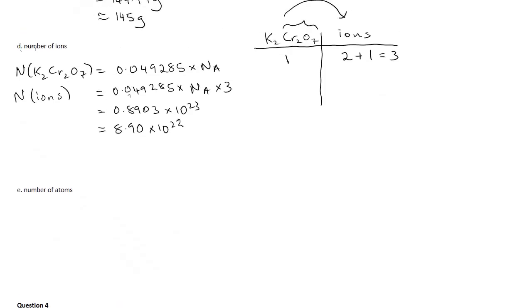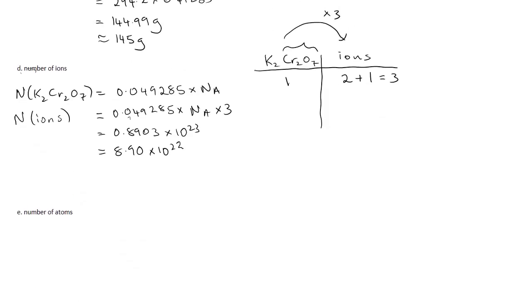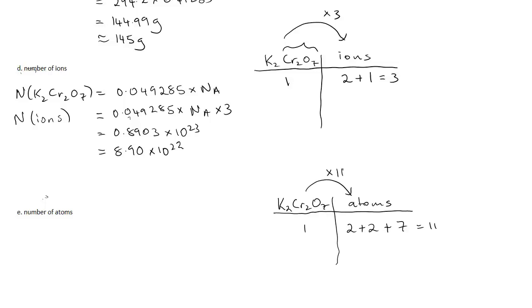Excellent. So, number of atoms. Okay, so with this one, number of atoms is going to again depend on our table. We draw this to avoid confusion. So potassium dichromate, for every one of these there are the number of atoms. You have 2 potassiums plus 2 chromiums plus 7 oxygen atoms, so that gives you 11. So to go from this to this, you have to times by 11.